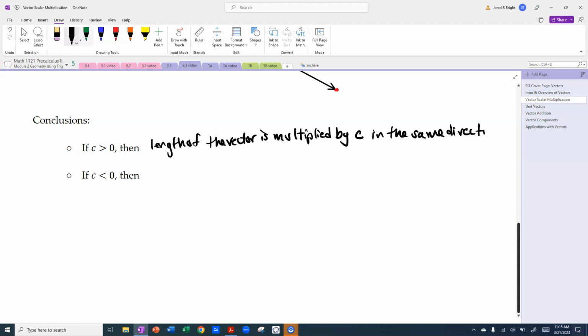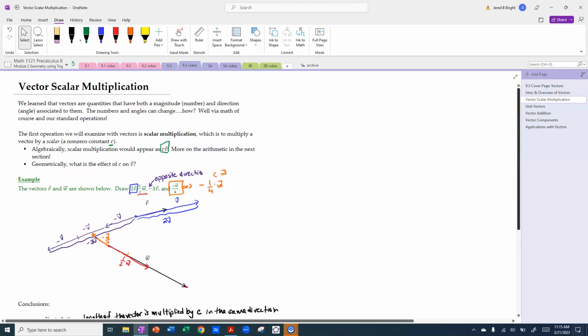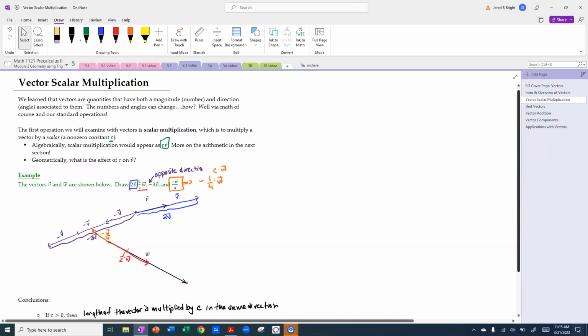And in the case where you're multiplying by a number that's negative, the length of the vector is multiplied by the absolute value of c, because c is negative, so we want to multiply by the positive, in the opposite direction. Okay, so just keep in mind that if you have a negative, it switches direction, but otherwise, if it's positive, keep the same direction, multiply by c. All right, so that's scalar multiplication in a nutshell. So make sure to keep this in mind as you work on drawing vectors geometrically and their scalar multiples.